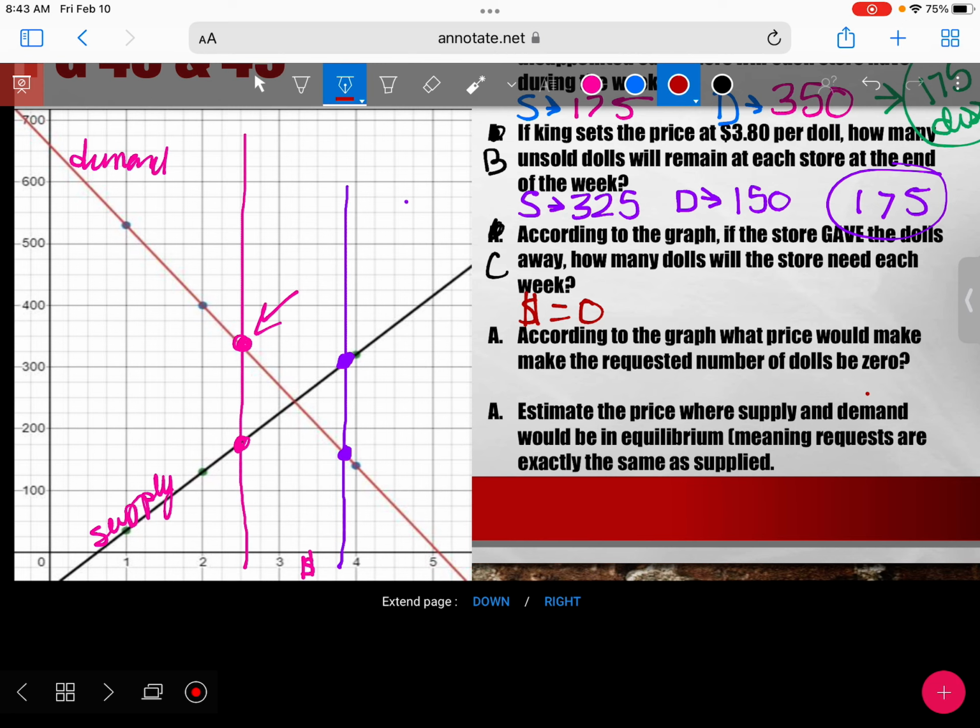So we're only looking at demand. Yeah, it's pretty high. It's just above 650 for me. $650-ish. So if they are handing these dolls away free, they are just passing them out, 650 people would want them each day.